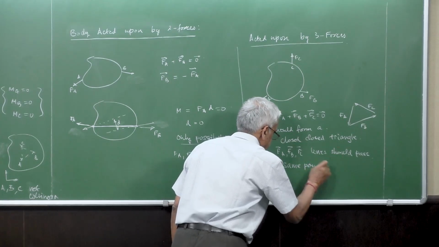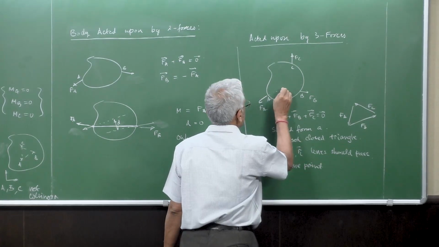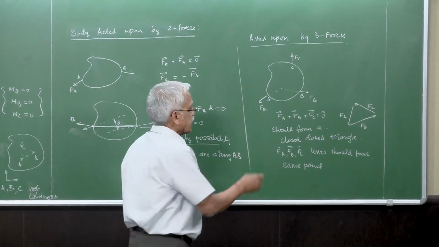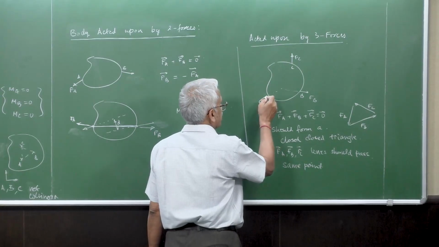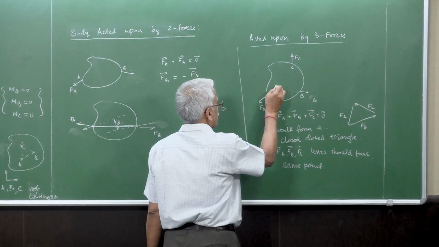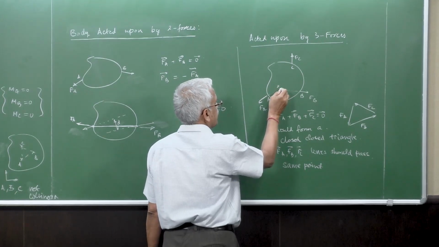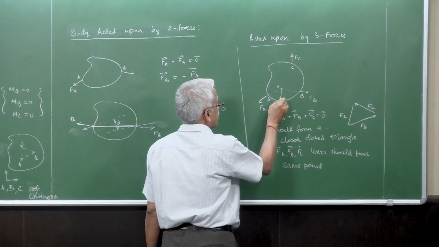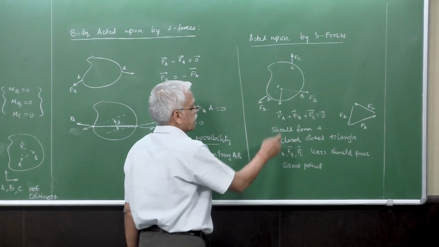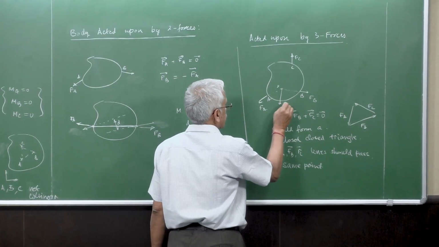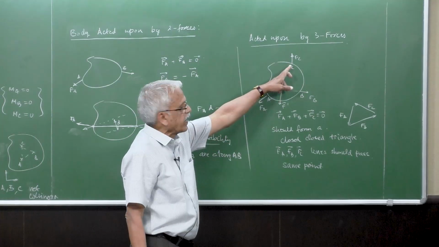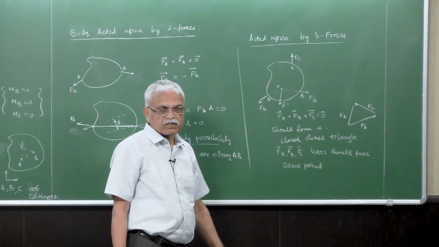So why is this necessary? That means that if these things are like this, Fa and Fb can be transferred here, and Fa and Fb can be replaced by this force F prime. This F prime, together with Fc, should keep the body under equilibrium.